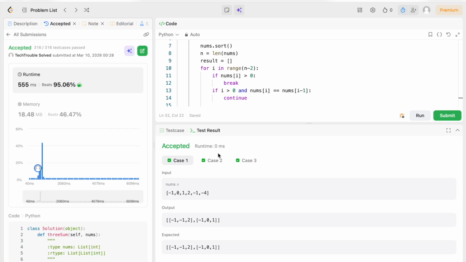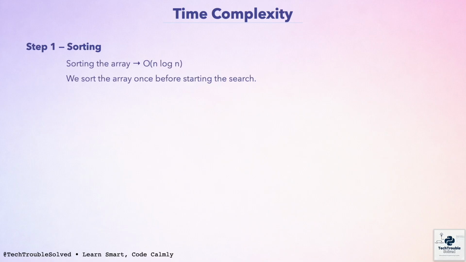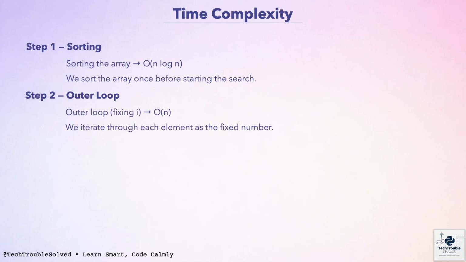Now let's analyze the time and space complexity of this algorithm. First, we sort the array before starting the search. Sorting takes O(n log n) time. Next, we run an outer loop where we fix one element i. This loop runs n times, so its complexity is O(n).